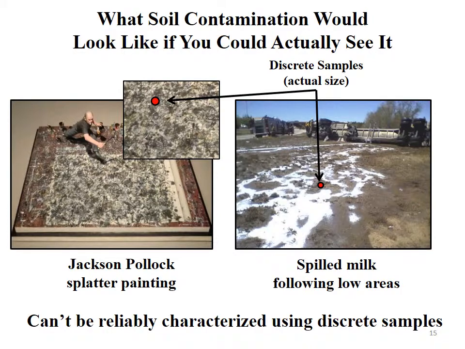So that's the bottom line. You can't really rely on discrete soil samples to map out areas of contamination, or even to estimate concentrations of a contaminant around any single point or for a given area.